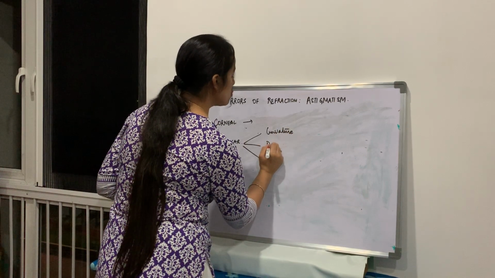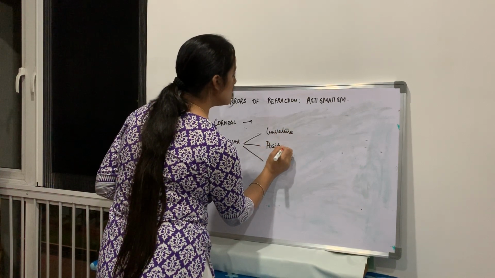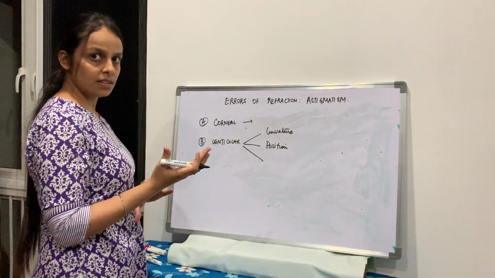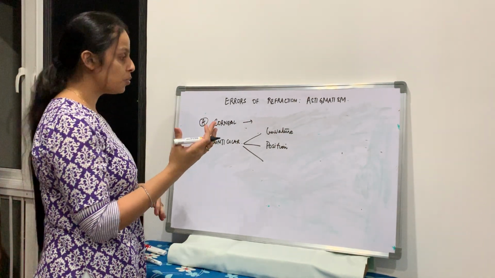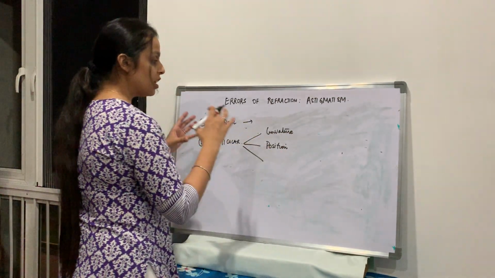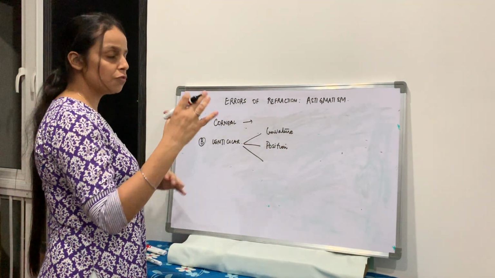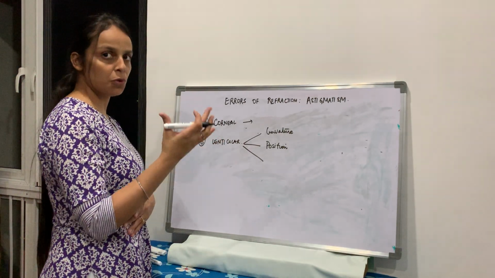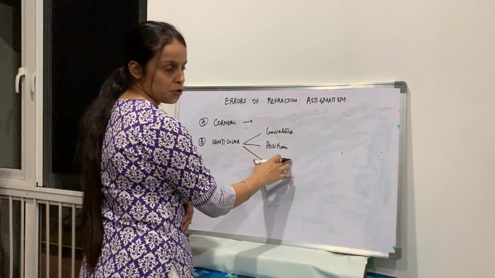It can be due to position, wherein the lens is a little bent. It is either a little subluxated or it is actually dislocated. So you know the position. The rays of light are coming and they are not able to focus to a point focus. Rather, they will form focal lines because of the position of the lens.